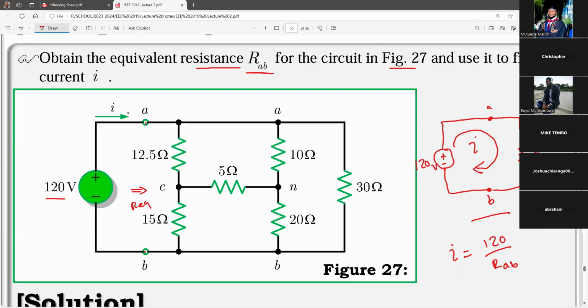They are not in series. Again, you come and look at 15 and 12.5. They are not in series. 15 and 5, they are not in series. They are not in parallel.